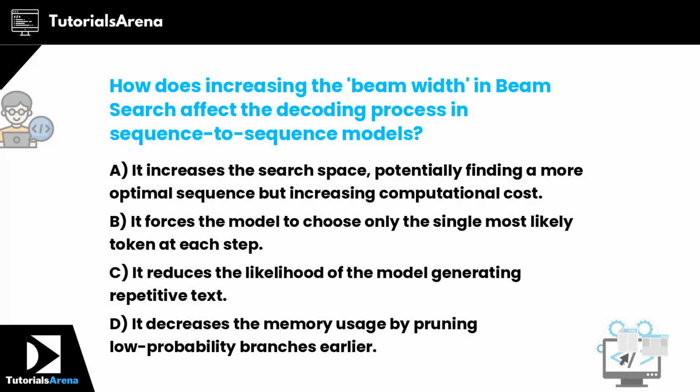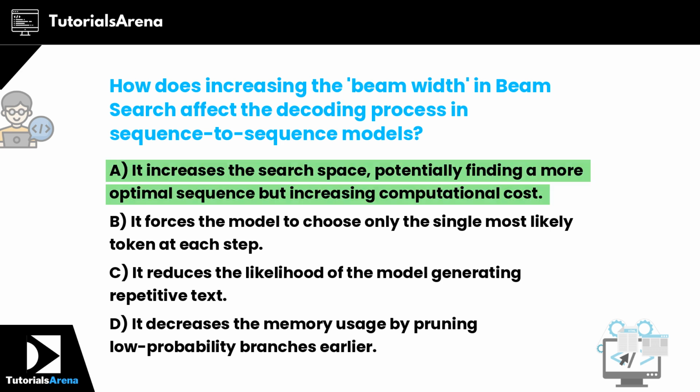How does increasing the beam width in beam search affect the decoding process in sequence-to-sequence models? The correct answer is option A. It increases the search space, potentially finding a more optimal sequence, but increasing computational cost.